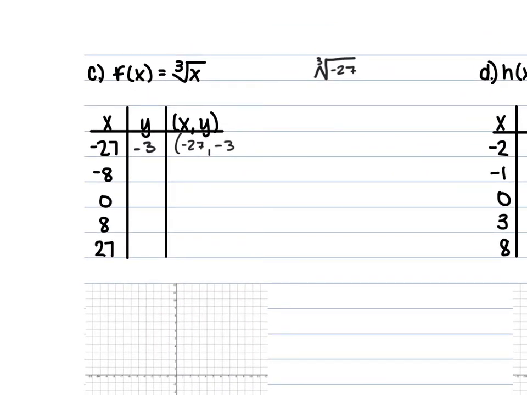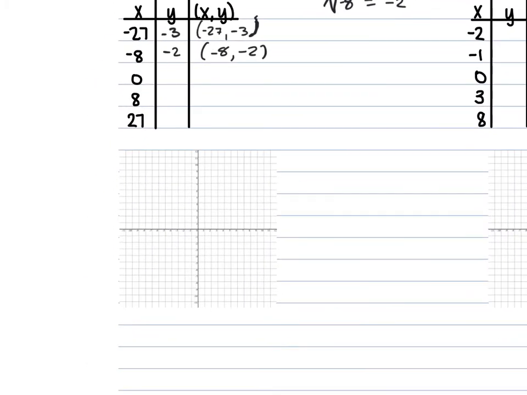I got negative 8, the cube root of negative 8. That's probably one I can do. What's the cube root of negative 8? Negative 2. So we get the coordinates negative 8, comma, negative 2. Okay, so I'm going to go 8 to the left and 2 down.